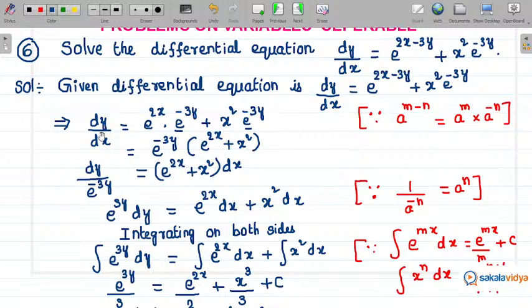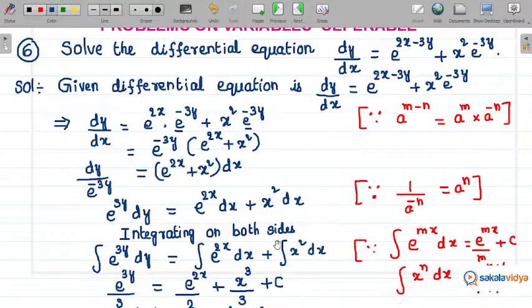Now, it is in the form of dy by dx is equal to g of y into f of x. Now, we can actually separate the variables. This we can write dy by e power minus 3y is equal to e power 2x plus x square into dx. Now, using 1 by a power minus n, we can write a power n. This is dy by e power minus 3y, we can write e power 3y dy equal to, now opening the brackets, e power 2x dx plus x square dx.